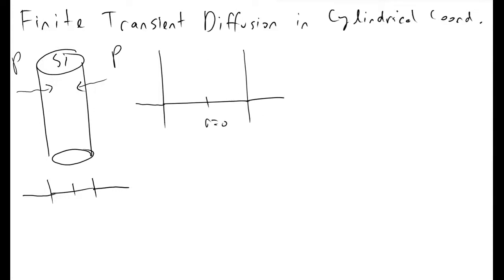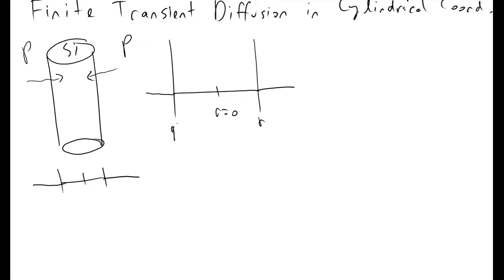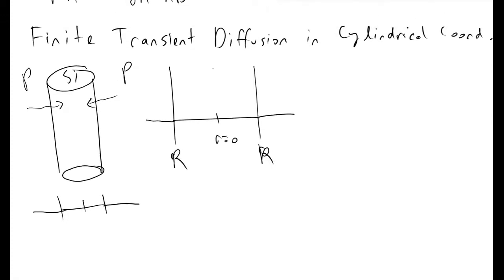This is at r equals 0, and this point will be capital R. The y-axis in this case will be Ca, the concentration of phosphorus in our silicon wafer or cylinder. It will be equal to, at the surface, a constant value Cas, and at time equals 0, it will be equal to some value Ca0.